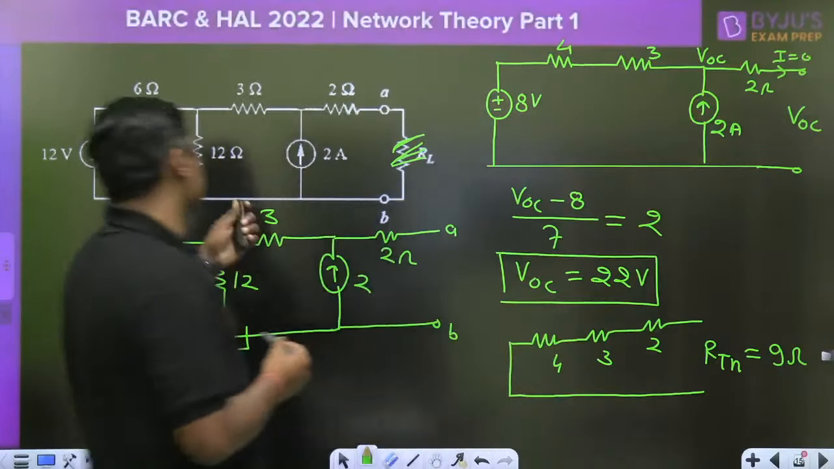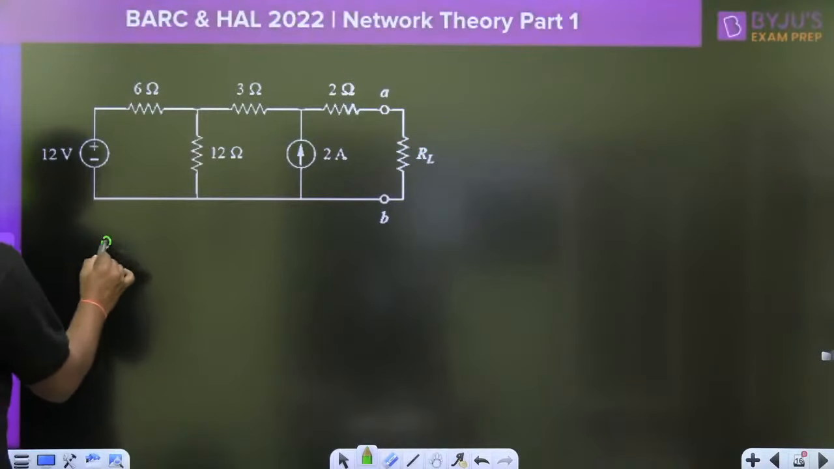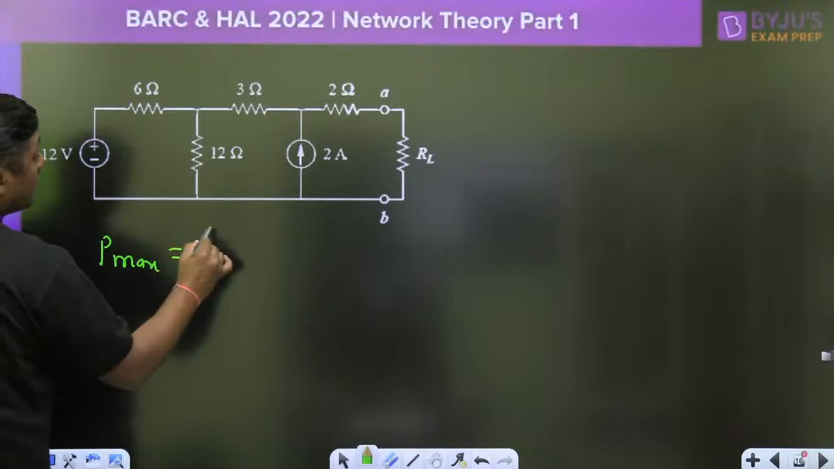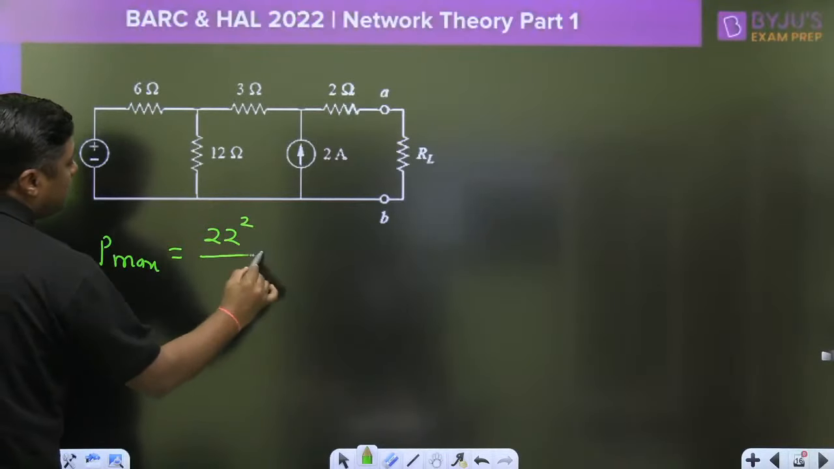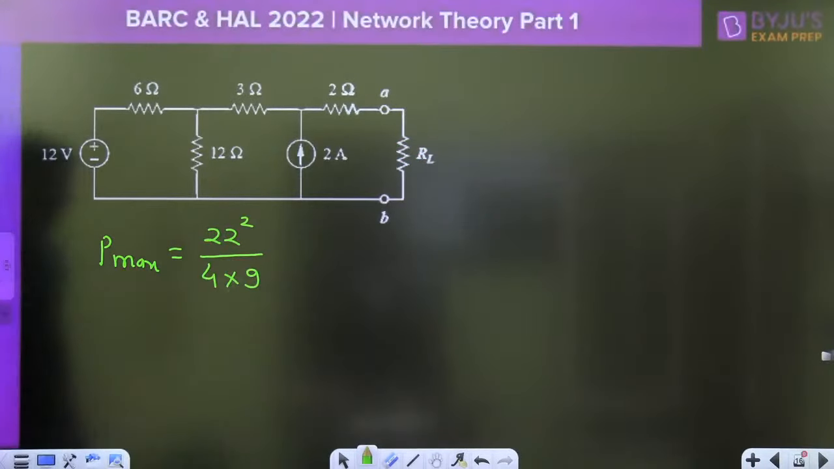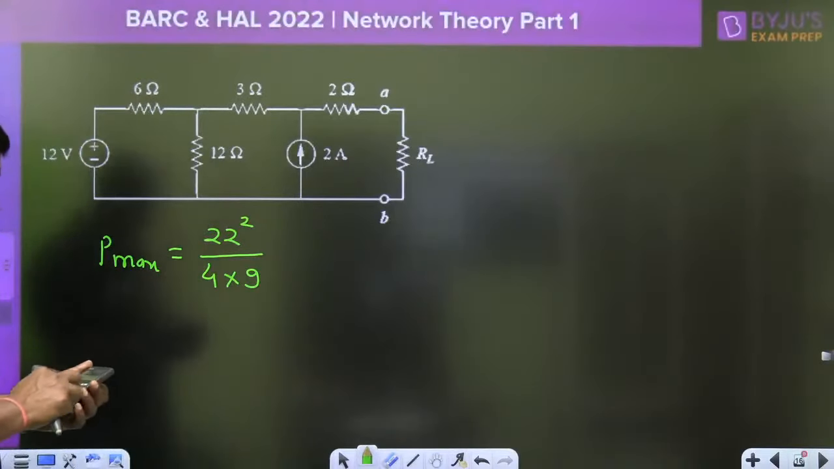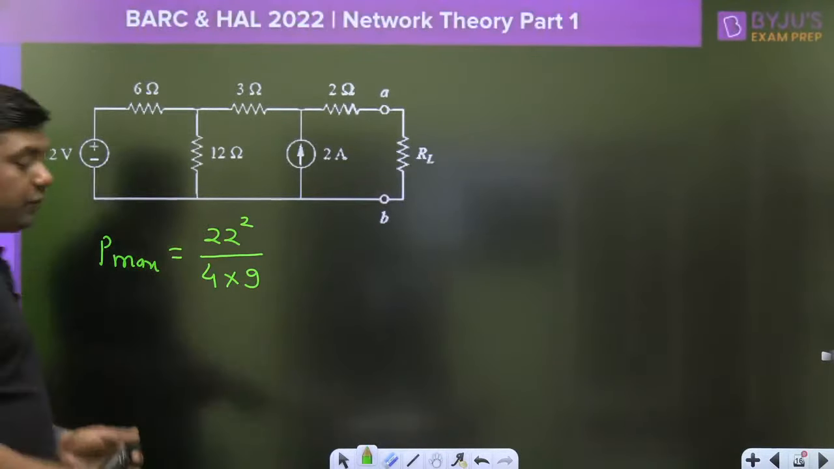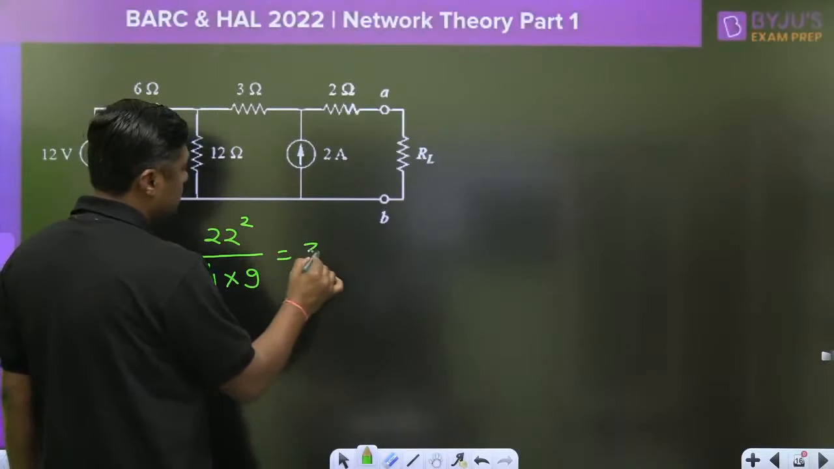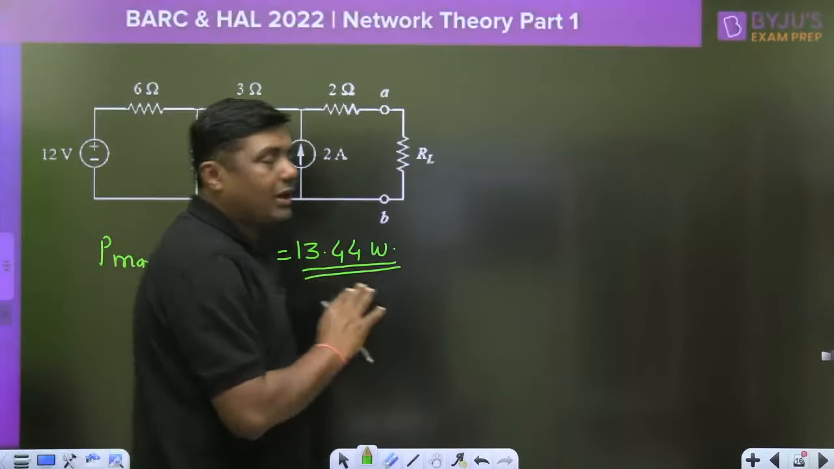That is in ohm. Yes. We have the value, put the value in VTH square by 4 RTH. What is the maximum power? VTH square, 22 square divided by 4 RTH, 4 into 9. Calculator use kariye. Everyone is getting the same answer. We can calculate this value without a calculator also.